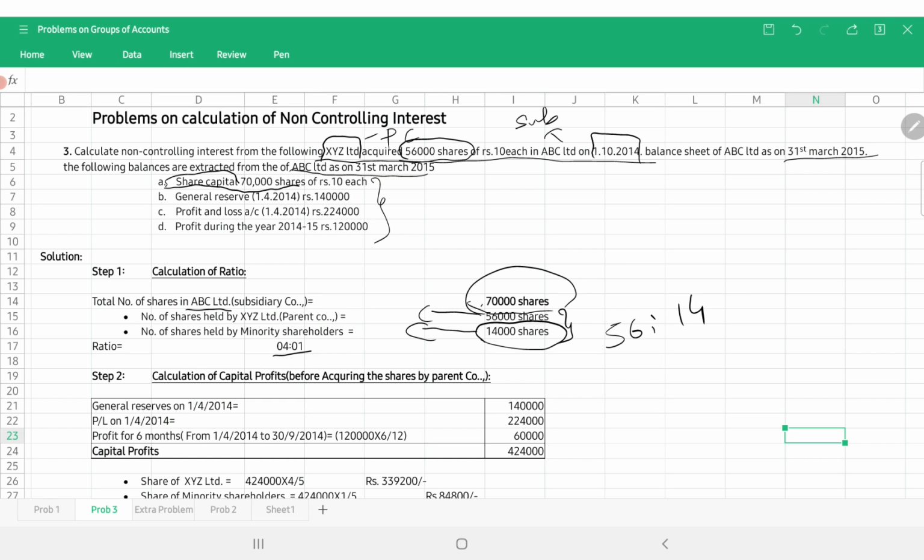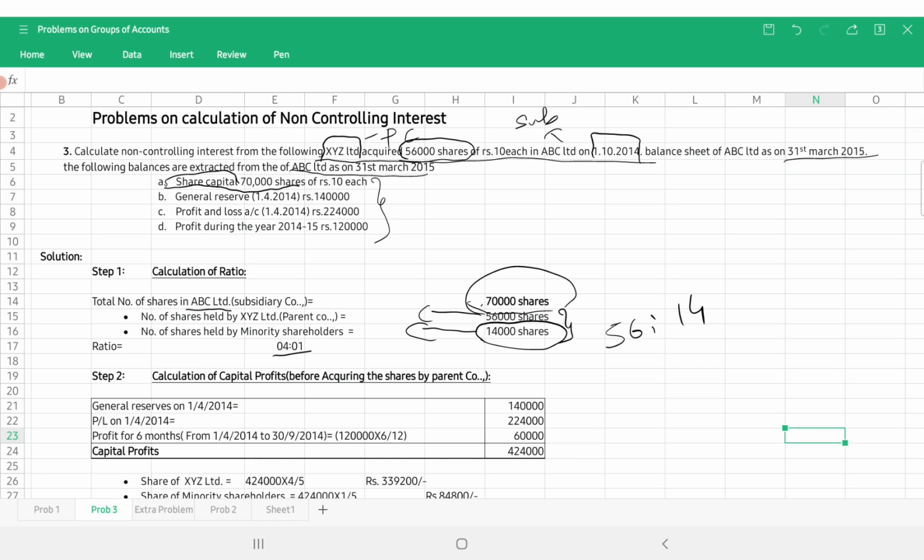Now coming to step 2. In step 2 we are calculating the capital profit. What is capital profit? That is the profit up to the date of acquisition of shares by the parent company, that is, till the date of purchasing the subsidiary company. Whatever reserves and profit and loss the subsidiary company created up to then can be taken for calculating the capital profit.